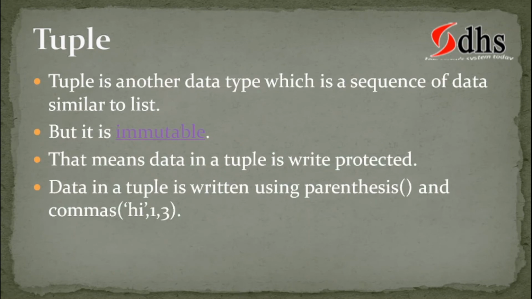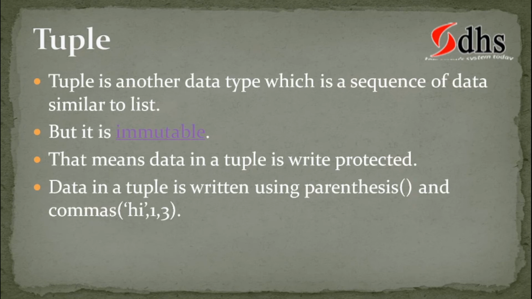Tuple is another data type which is a sequence of data, similar to a list. It is similar to a list, but the one difference is that it is immutable. That is why we underlined it. Immutable means once you have created the tuple, you can't change any data inside it. In the list I made a correction in the door number: my door number is 52, no, it is 53, so I changed it from 52 to 53. But in a tuple it is not possible.